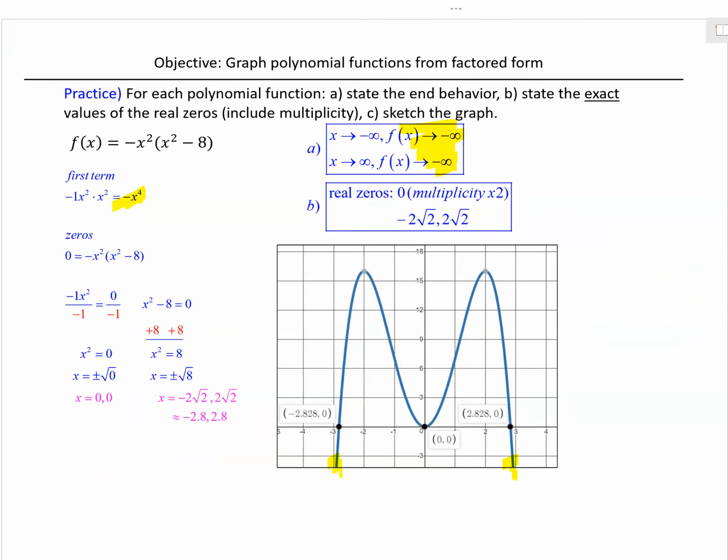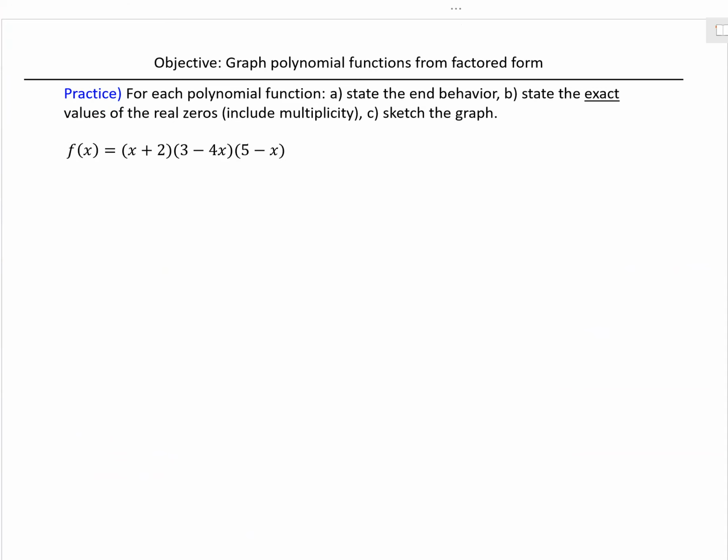All right. Here is a final example. You can give this one a try. All right, here's the results.